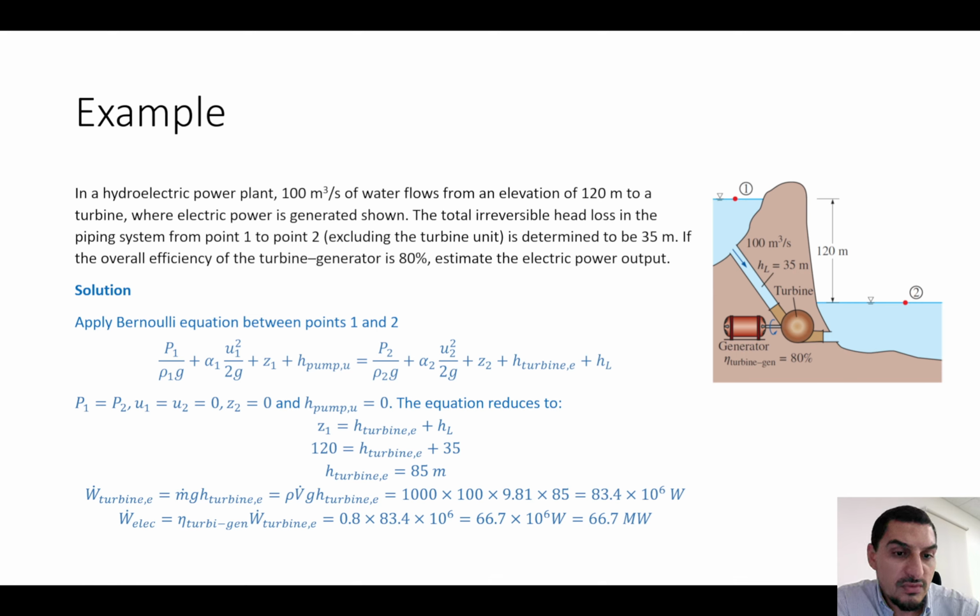So if you compare this to what we did before, we just have three more terms, and we just need to account for the terms that have values here, like the turbine and the losses. This is the only difference from what we did before.